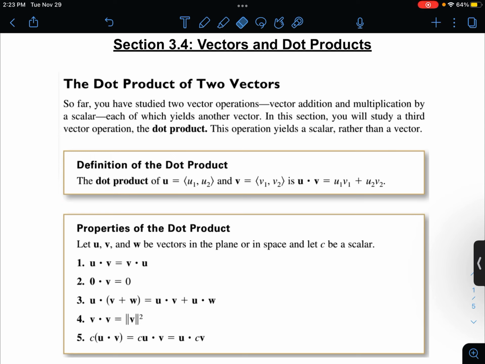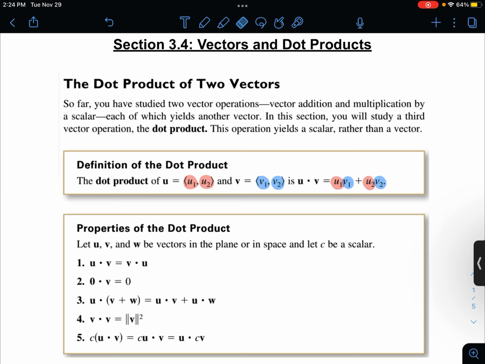The dot product of u, which can be represented in its component form of u1 and u2, and v with its component form of v1 and v2 is defined as this. Here we want to take the first component of vector u and multiply it by the first component of vector v, which gives us the product of u1 times v1. And we're going to add that product to the second component of u times the second component of v. That's what we get from here, which will end up giving us a scalar, some type of number.